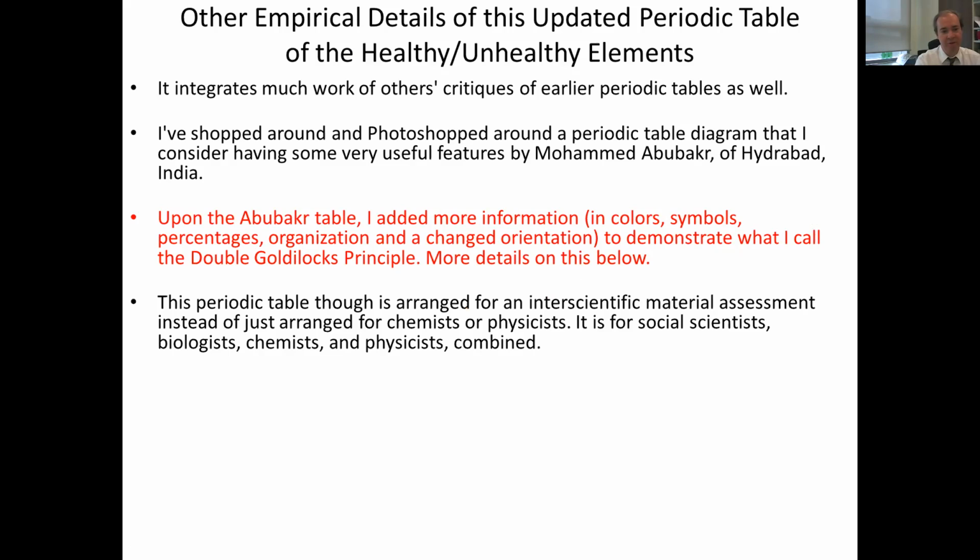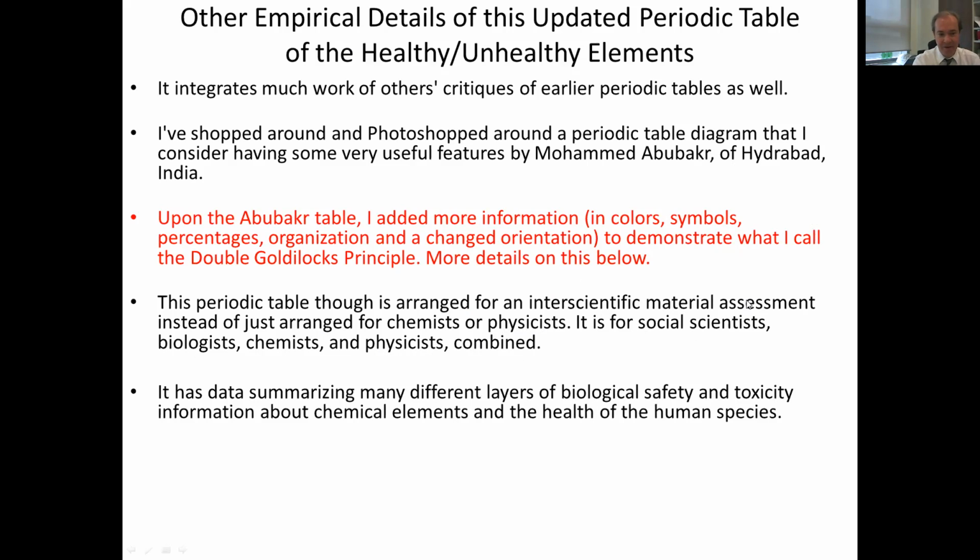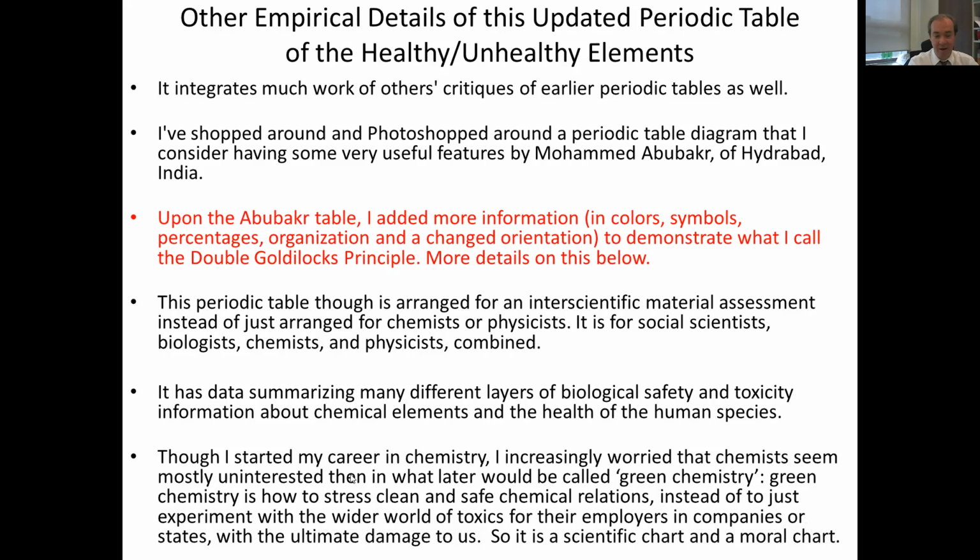The periodic table, though, is arranged for more interscientific assessment instead of just for chemists or physicists. It's for social scientists, biologists, chemists, and physicists combined. It has data summarizing many different layers of biological safety and toxicity about chemical elements and the health of the human species. Though I started my career in chemistry, I increasingly worried that chemists seem mostly uninterested in what later would be called green chemistry.